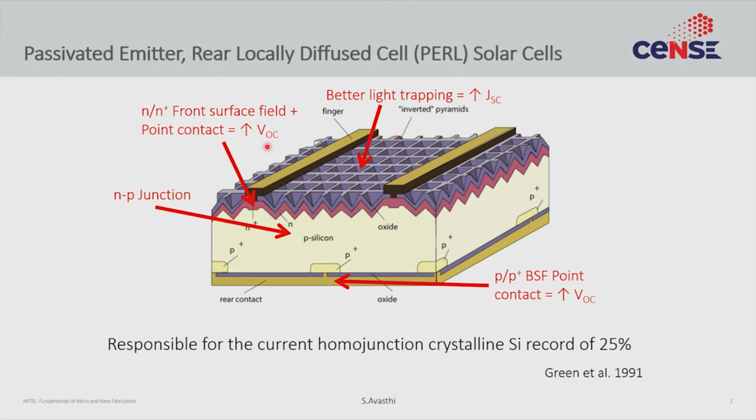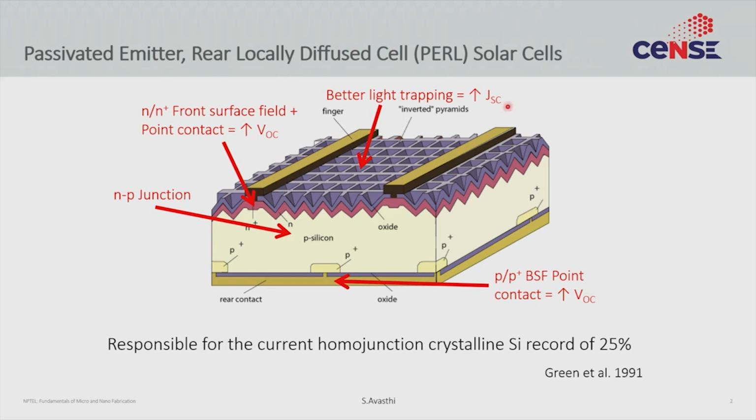We see these pyramid structures. These pyramid structures actually help in trapping the light. Light typically gets reflected from smooth surfaces, and light gets trapped on rough surfaces. So here we are deliberately creating that rough surface, which enhances light trapping, which increases the current of our solar cell.